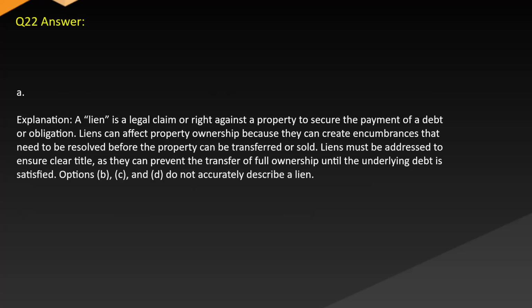Answer A. Explanation. A lien is a legal claim or right against a property to secure the payment of a debt or obligation. Liens can affect property ownership because they can create encumbrances that need to be resolved before the property can be transferred or sold. Liens must be addressed to ensure clear title, as they can prevent the transfer of full ownership until the underlying debt is satisfied. Options B, C, and D do not accurately describe a lien.